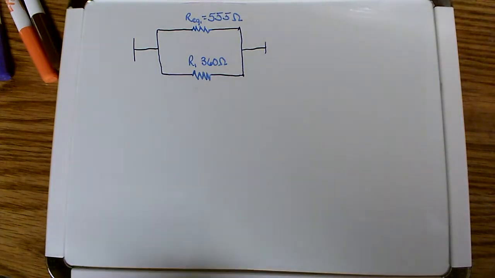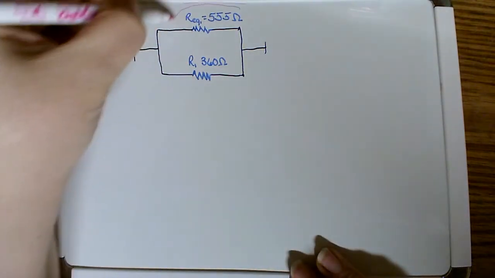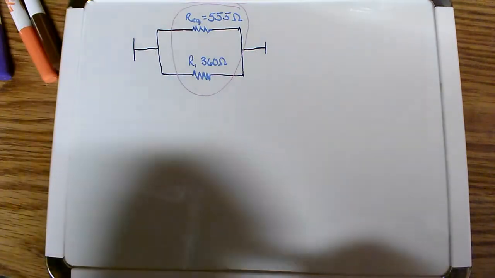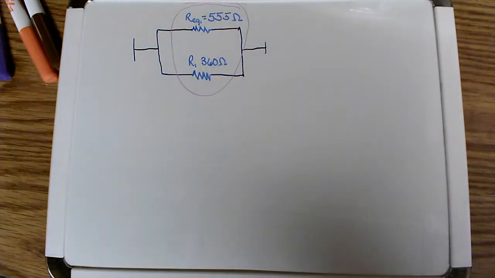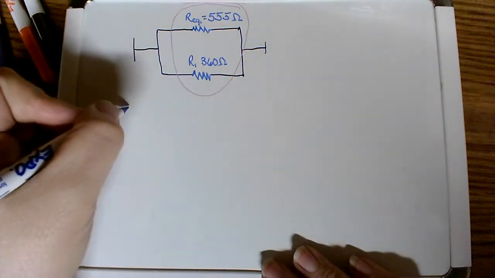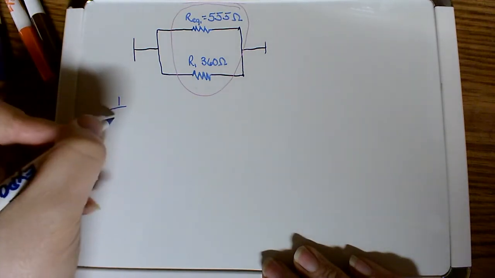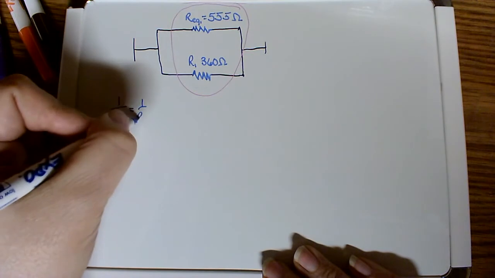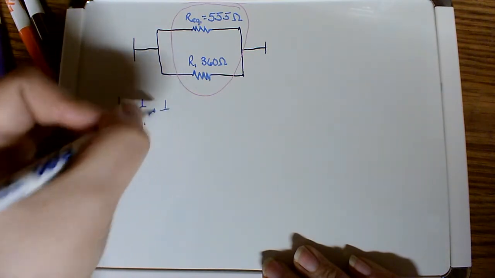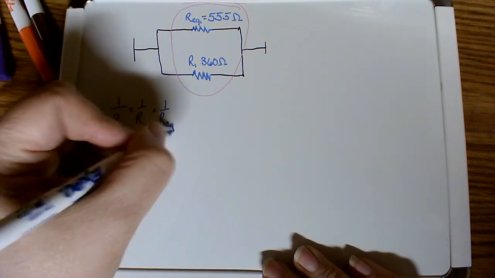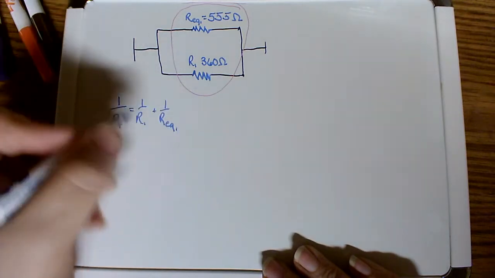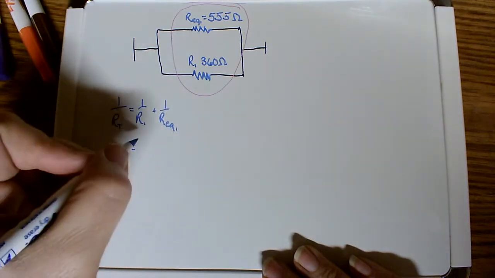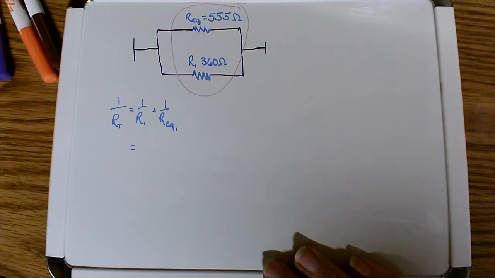Okay, redraw the circuit. But this time, instead of having the two, R2 and R3, in there, we're going to have just a single resistor, Req1. Now again, we go back to the center. Well, what do I have in the center? I have a parallel circuit this time. So this time we have R1, which is the 360 ohm resistor, and Req1, which is a 555 ohm resistor.